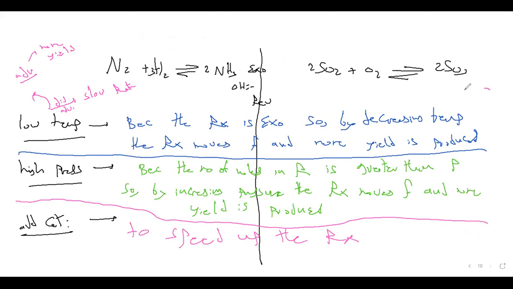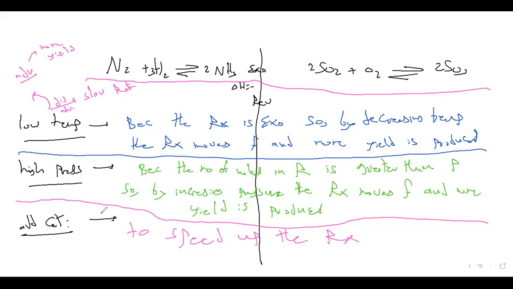Practically, in the Haber process and the contact process for preparation of ammonia and sulfur trioxide, both reactions are exothermic and reversible. So we must use low temperature. Explain why? Because the reaction is exothermic, so by decreasing temperature, the reaction moves forward and more yield is produced. In case of pressure, by increasing pressure, the reaction moves to the less number of moles, so it moves forward and more yield is produced.